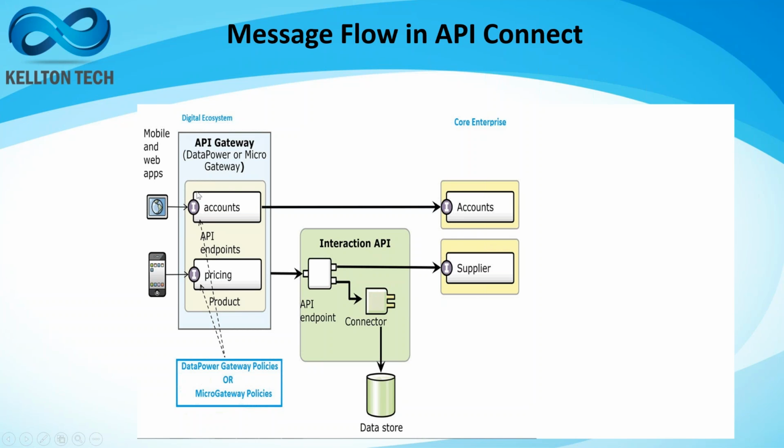And here, as you see, the gateway is the one that enforces the policies. You can have either a DataPower gateway or the micro gateway, depending on the type of API Connect installation you have in your organization.